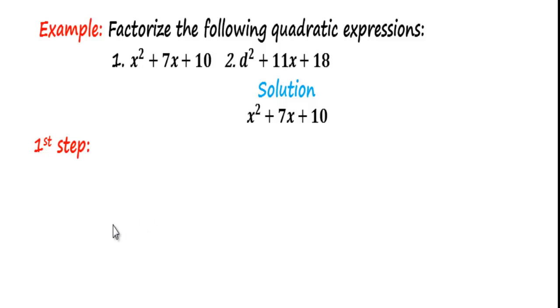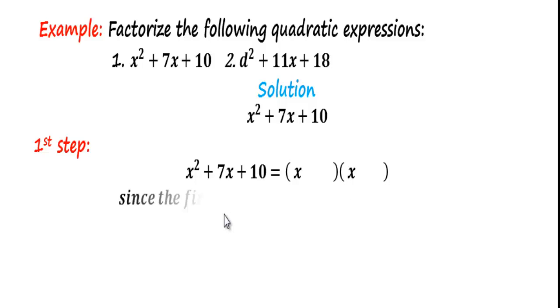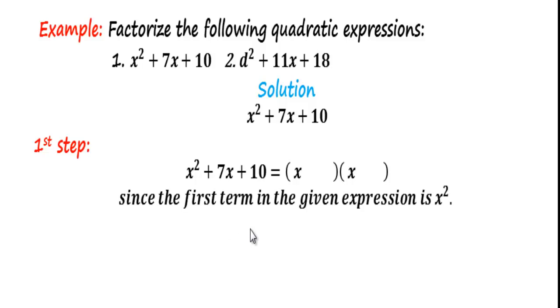First step now. Step 1 is that you are going to tell us the coefficient of this first alphabet. Now let's go. x squared plus 7x plus 10 equals open bracket x, give space, close the bracket, open bracket again, x, give space, and close the bracket. Since the first term in the given expression is x squared, of course, you know that this is the first term.